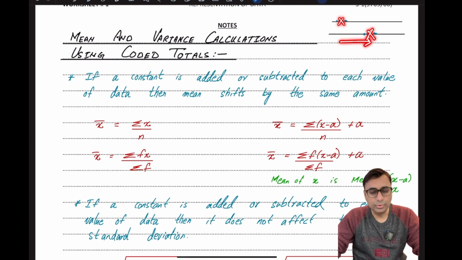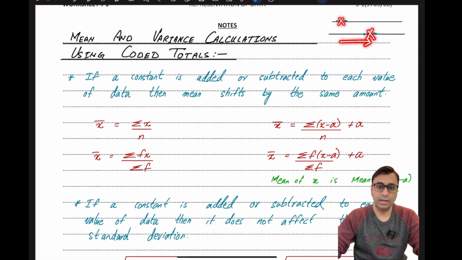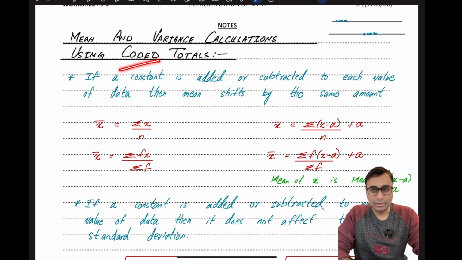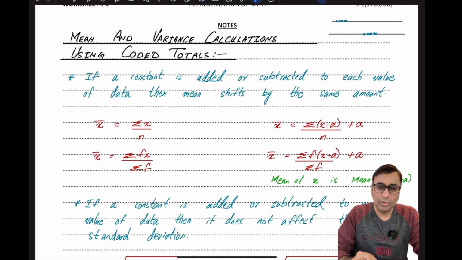of data. So what I want you to conclude from here is that if a constant is being added to every value of data, then that constant can directly be added to the mean of data to calculate the mean of new data. And the same thing could be done if a constant is being subtracted, then the mean would also be subtracted by the same amount. Coded totals means that a constant is being added to each value of data or a constant is being subtracted from every single value of data.